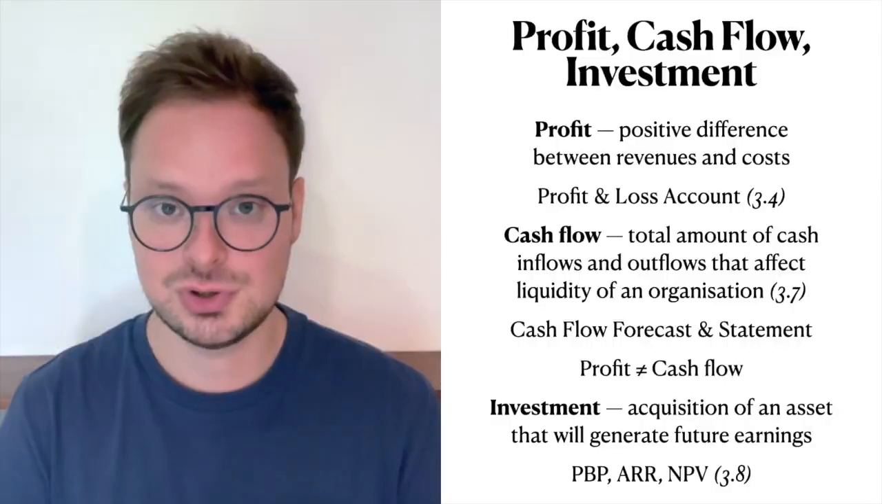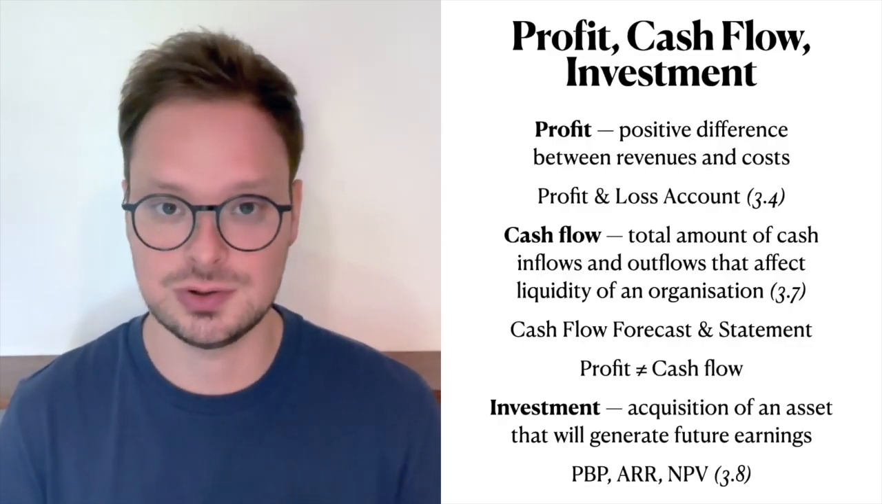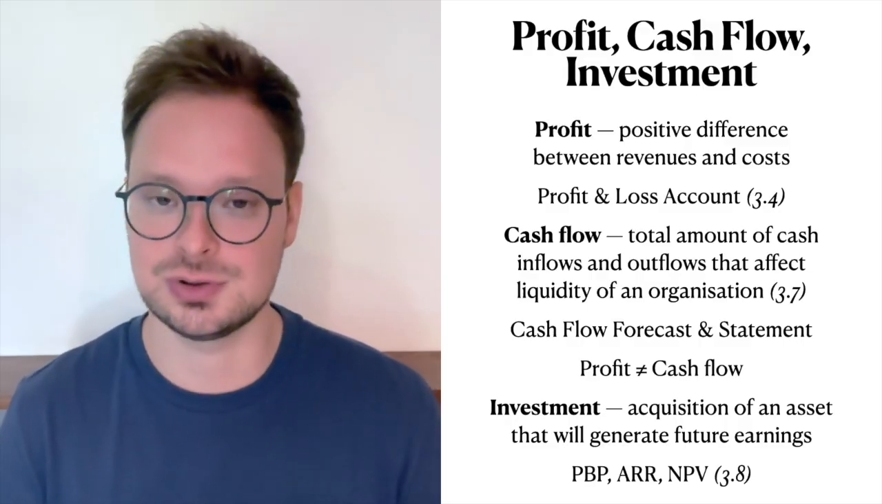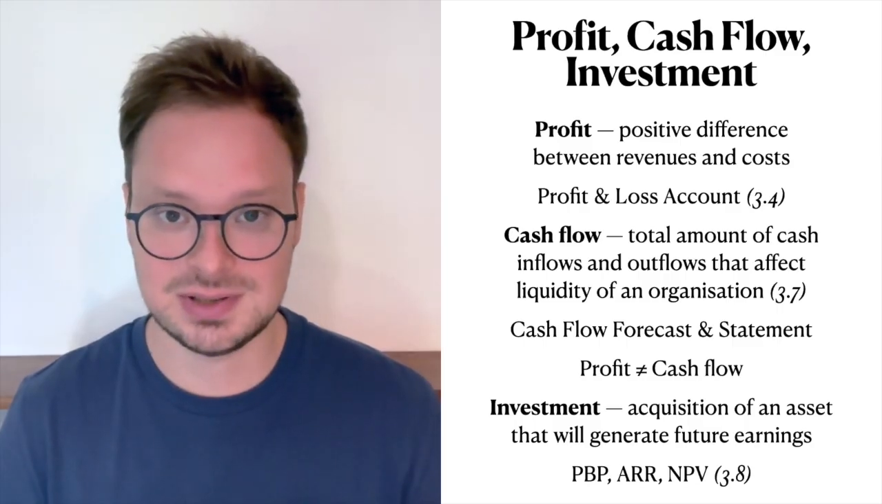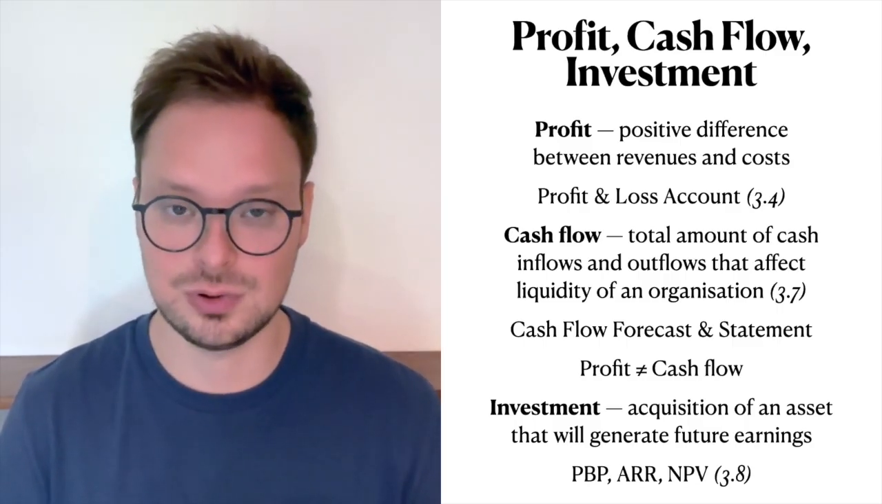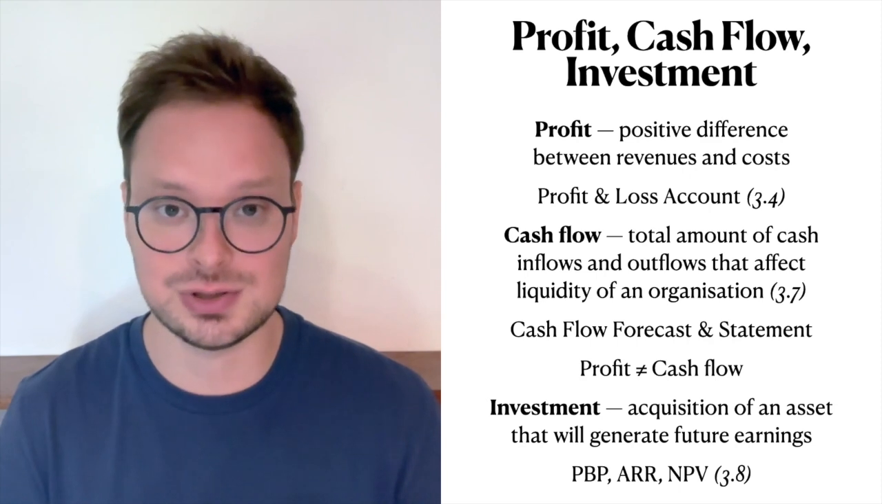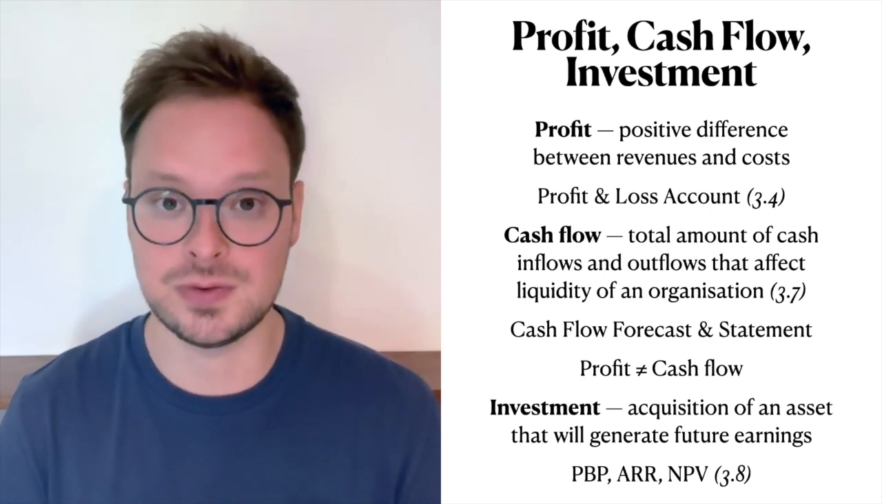We have learned all of these things, profit, investment and cash flow, in Unit 3. If you forgot what that is, I will briefly remind you and direct you towards Unit 3 if you need some more revision or more details about these three concepts. So, profit is the positive difference between revenues and costs. If the difference is negative, it's not called profit, it's called loss. The financial statement, the final account where you can see an organization's profit, is called the profit and loss account. This is something that we learned in 3.4.